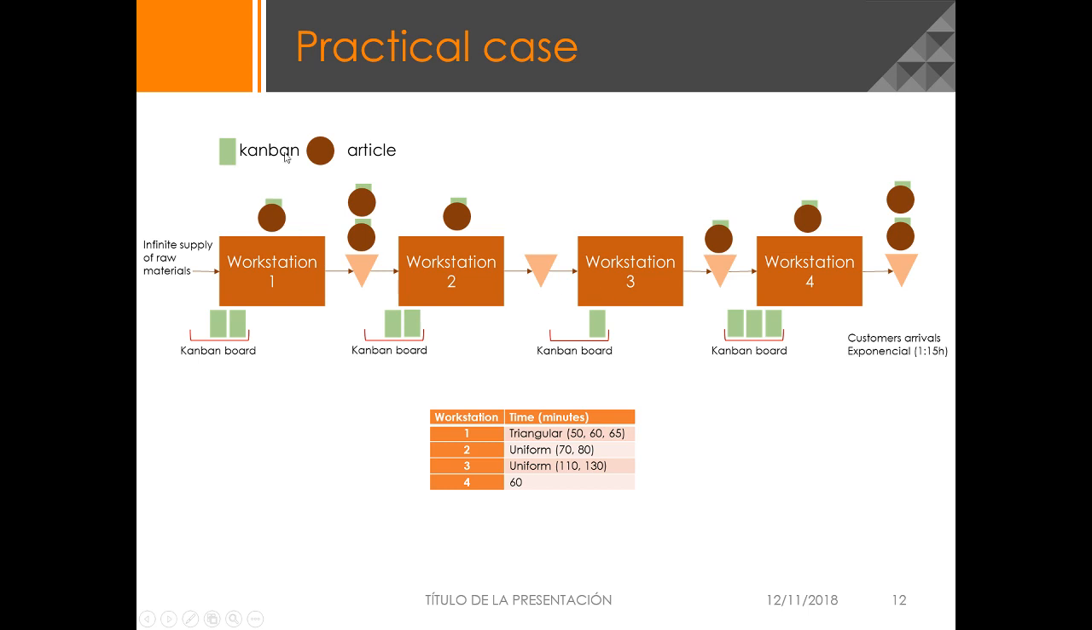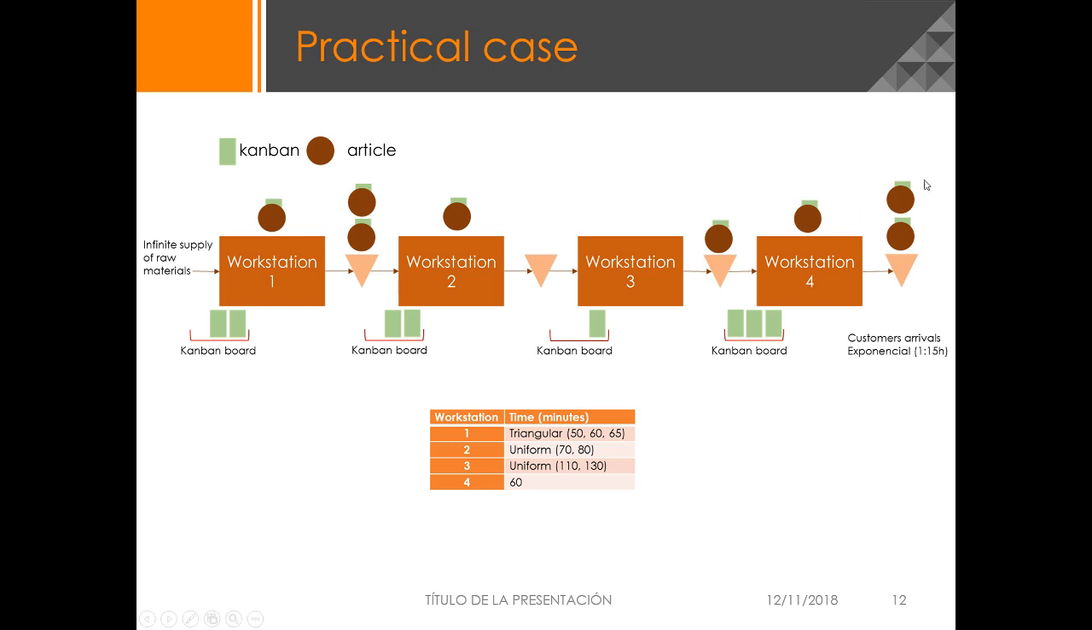We will represent Kanban cards, which is a synonym. Kanban means the same as card, with green rectangles, and we will represent articles with brown circles. So the process works as follows. We have a warehouse or a stock corresponding to final product, which will be available for customers to withdraw whenever they arrive, and that way we will be able to satisfy their demand. We will assume that customers arrive one at a time, and they demand only one article.